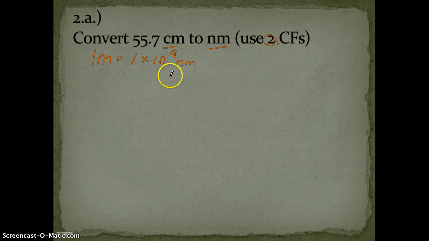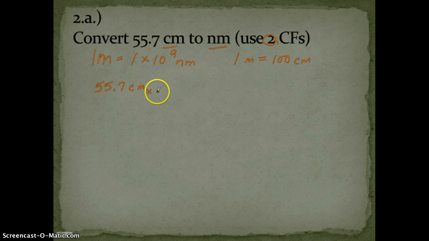I know a lot of you took shortcuts, but you really just need to know this. 1 meter is 1 times 10 to the 9th nanometers. And then what would be good to know is that a meter is equivalent to 100 centimeters. Now I know that you could do this with one conversion factor: 1 centimeter is equivalent to 1 times 10 to the 7th nanometers, but I wanted you to use 2 because it's good for you. So we start out with 55.7 centimeters.